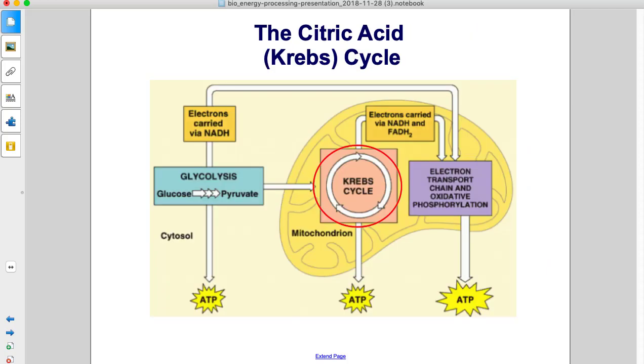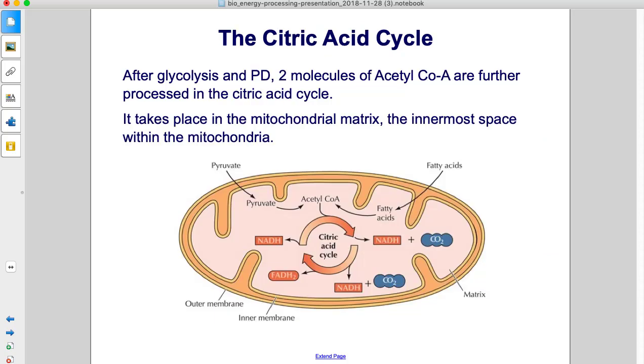Now we'll take a look at the citric acid, or Krebs cycle. After glycolysis and PD, 2 molecules of acetyl coenzyme A are further processed in the citric acid cycle. This takes place in the mitochondrial matrix, the innermost space within the mitochondria.